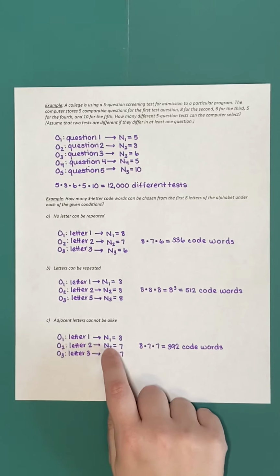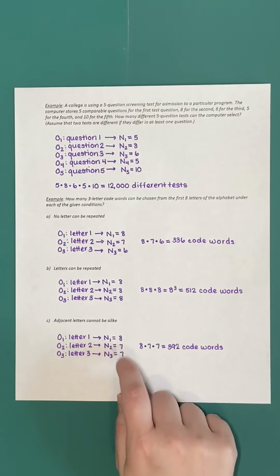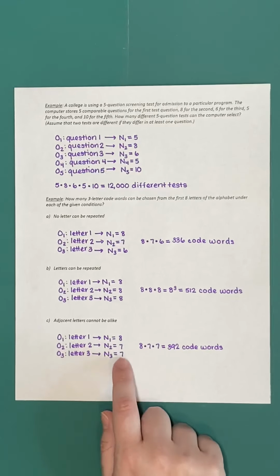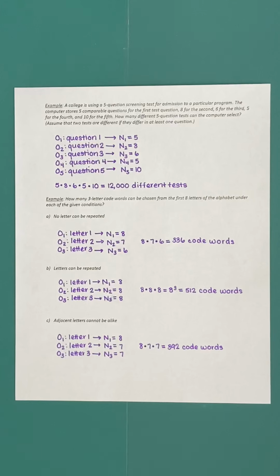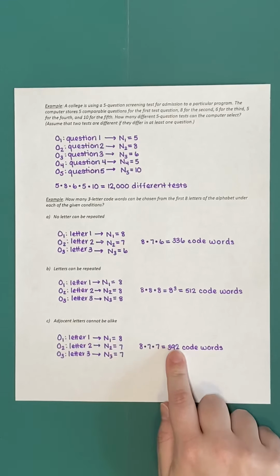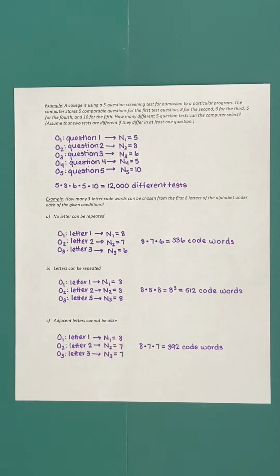Whatever letter we chose for operation 2, we can't use that now, but we can throw back in the letter that we used the first time as another possibility. So 8 and then 7 and then 7. So that's going to give us a total of 392 outcomes.